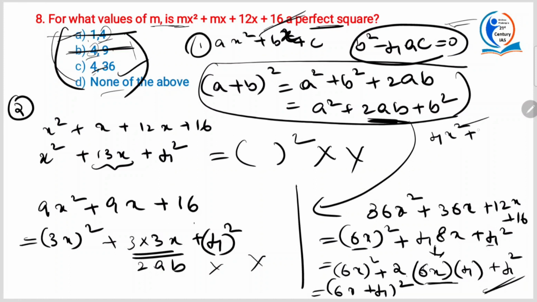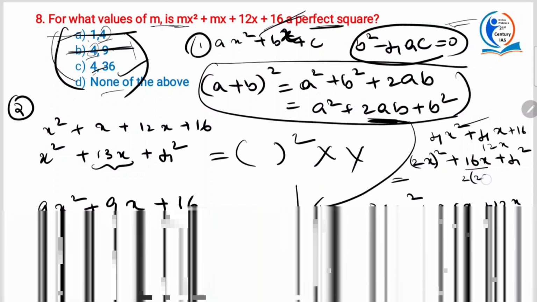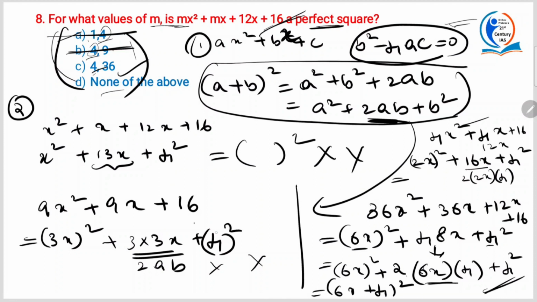4x square plus 4x plus 12x plus 16. So this is 2x square plus 16x plus 4 square. Okay. So the 16x can be written as 2 into 2x into 4. Now the whole expression will become 2x plus 4 whole square.